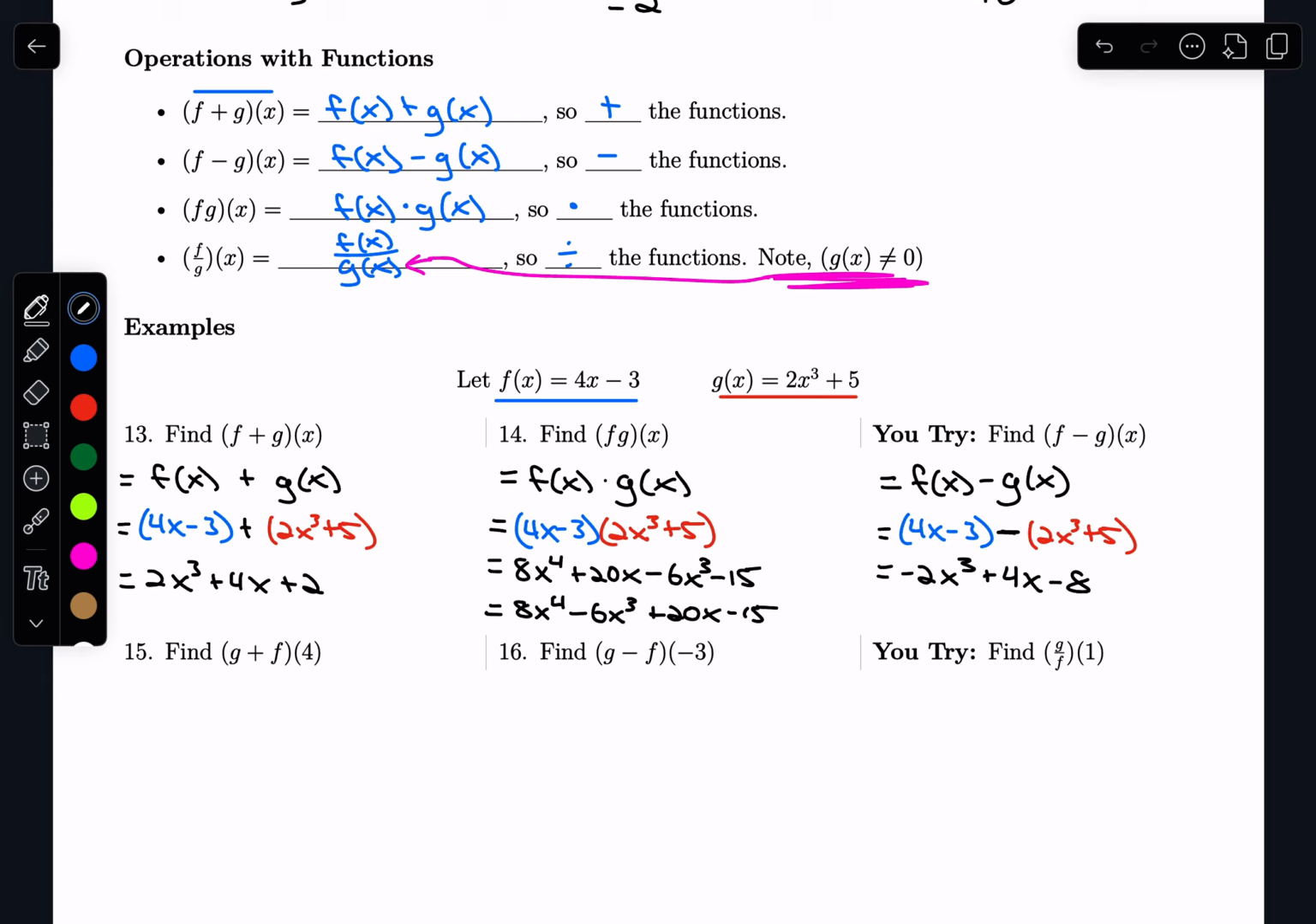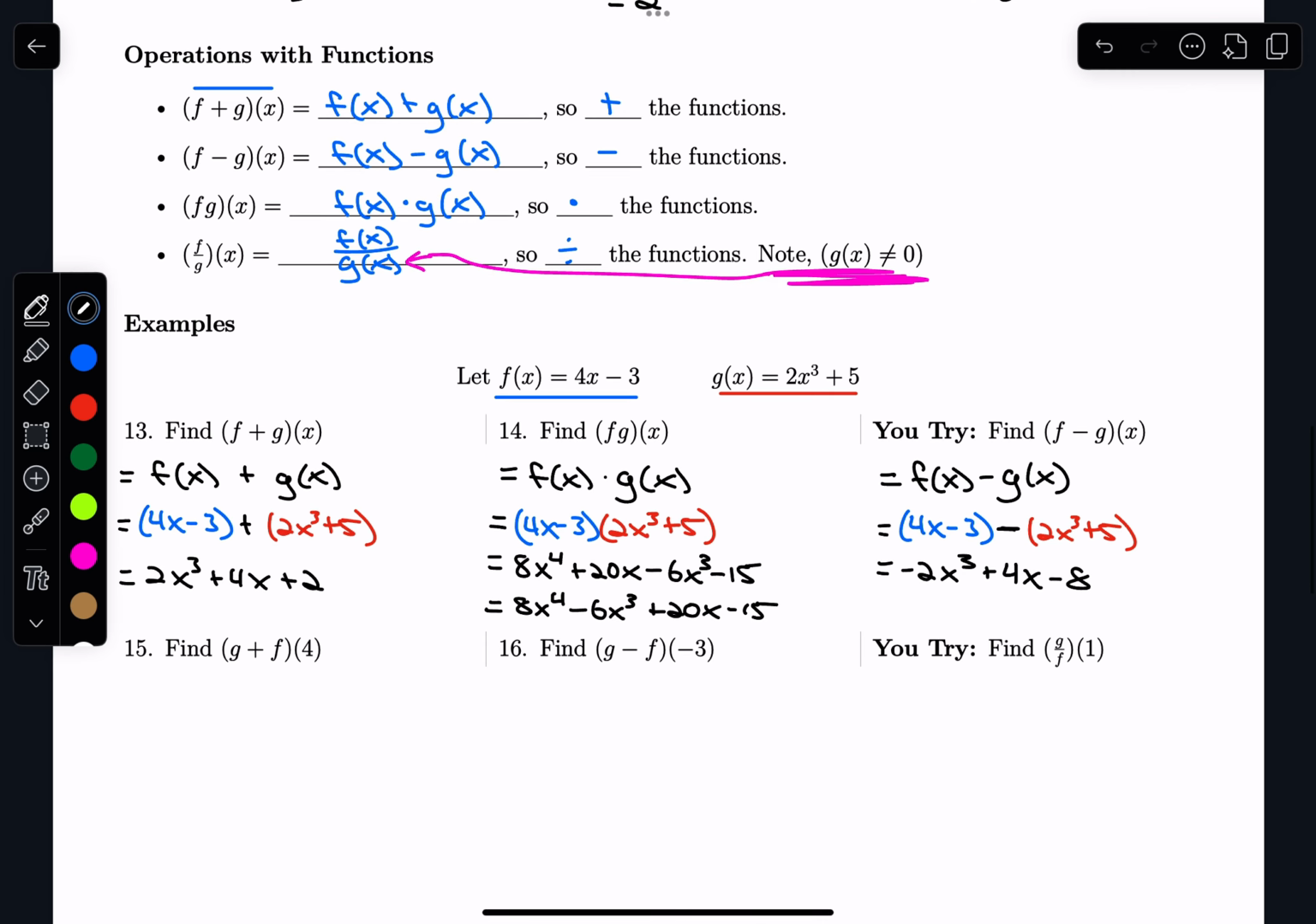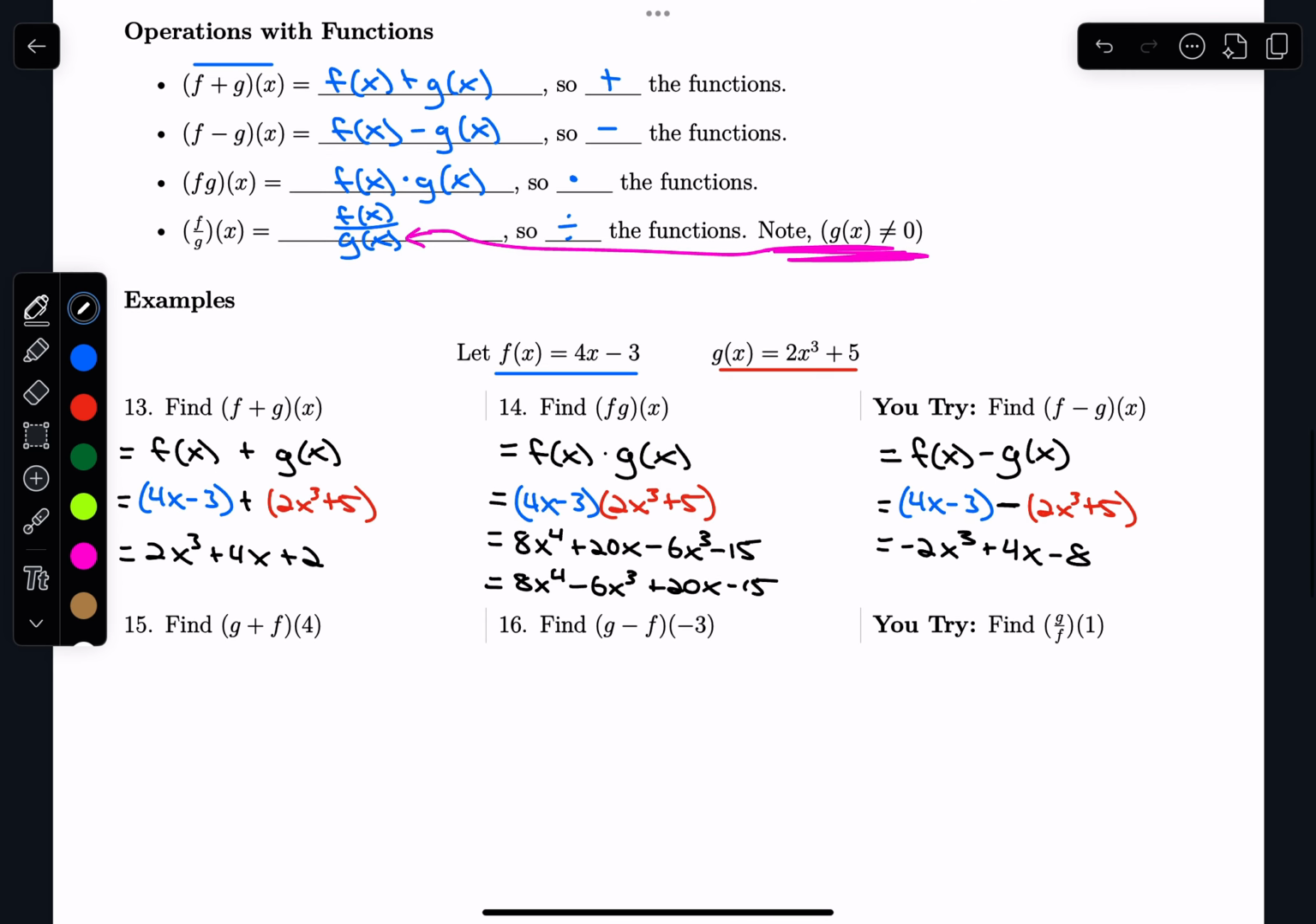All right, number 15. The only thing that's going to change is now we're plugging in a 4 for the x. So g plus f of 4 is the same thing as either of these two things. You can either think that it's g of x plus f of x, and then this vertical line here means to evaluate it at x equals 4. That's the harder way of thinking about it. Okay, so you're allowed to do g plus f and then plug 4 in.